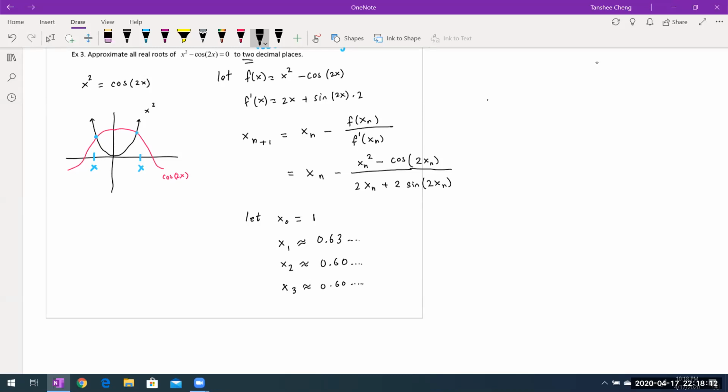Now this is one of the solutions that we get, but how about the other solution? As you can see, the x squared graph and the cosine graph are symmetrical, so we don't need to guess another initial x value to find the second solution. Because this is symmetrical, if one solution is positive, the other solution will be on the other side, which is going to be negative. So therefore, I can state this is symmetrical, so the other zero is negative 0.60. And that concludes our third example in this section.